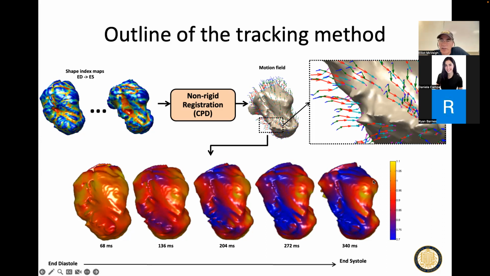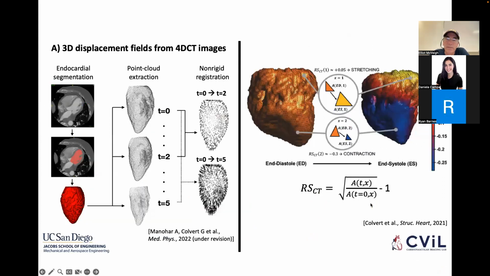And you can also see that at the end of systole, 350 milliseconds into the R to R interval, there's a bulge right here that really didn't contract that much. I mean, it contracted a little, but it even stretched a little over here. And so that is not normal. The whole thing should go blue, right? The whole thing should contract. This is the endocardial surface of the left ventricle.